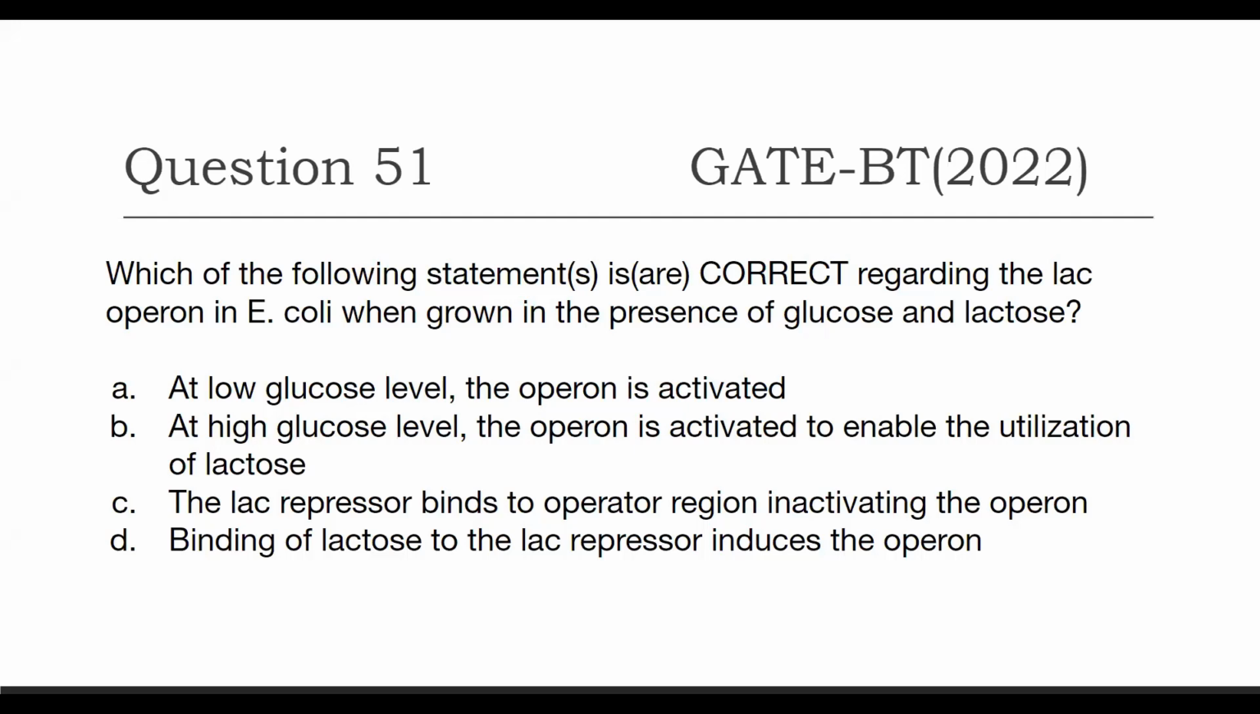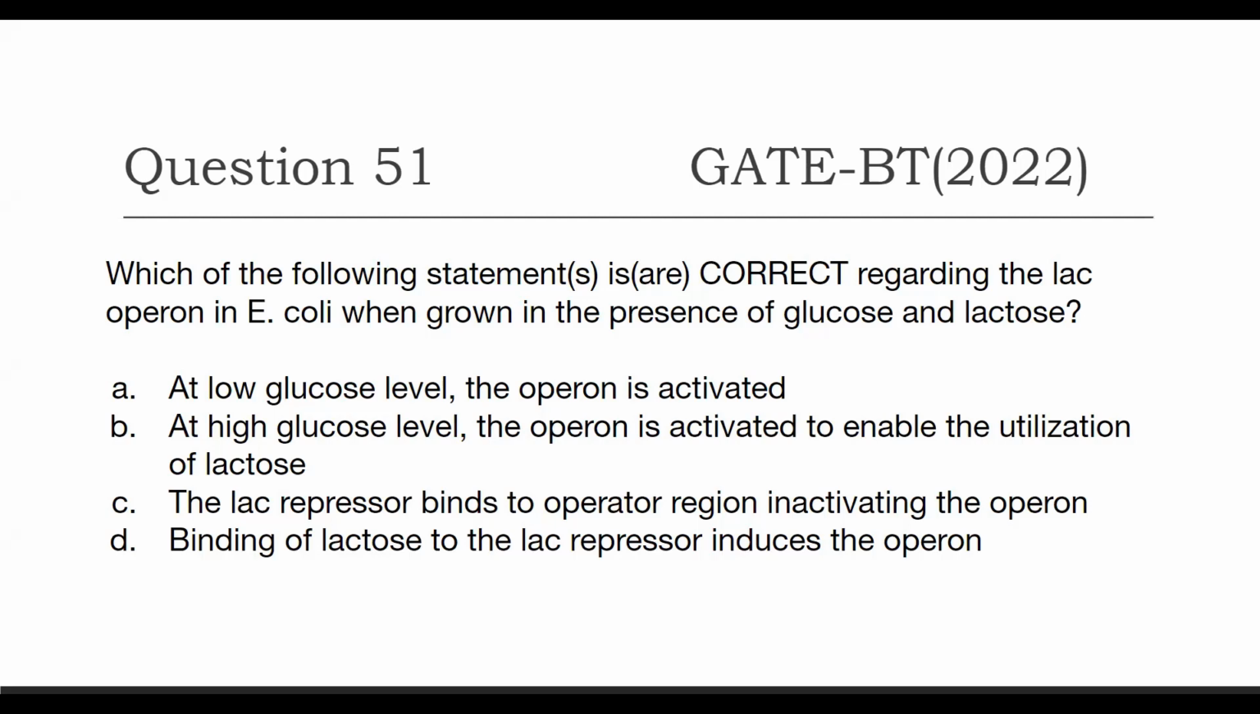Welcome everyone. Today I'll be solving question number 51 of the 2022 GATE Biotechnology paper. The question states that you have to find out from the given statements which are or is correct regarding the Lac-operon in E. coli when grown in the presence of glucose and lactose. There are four options given to you.